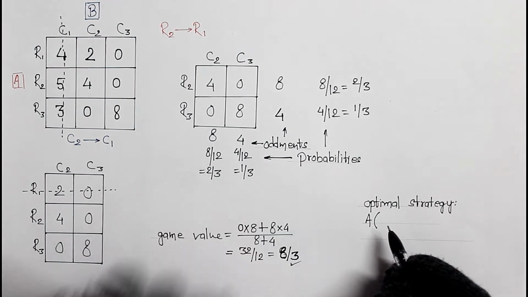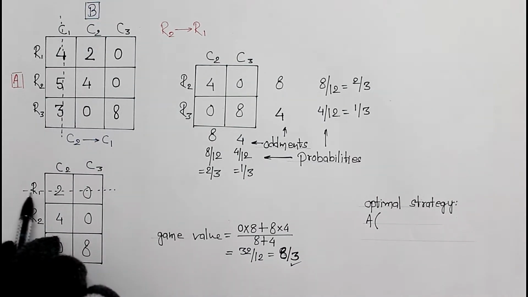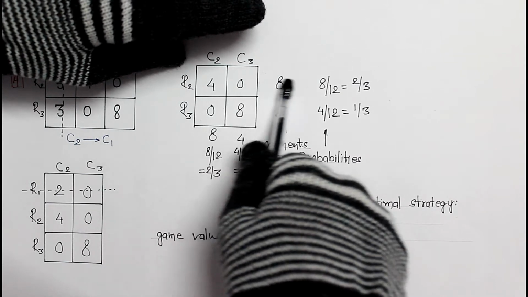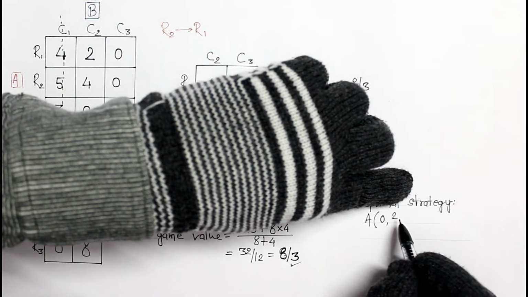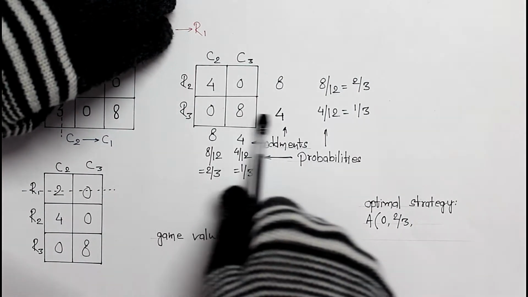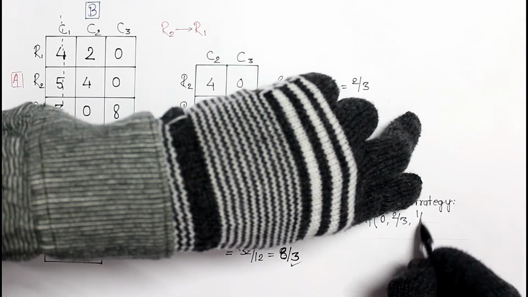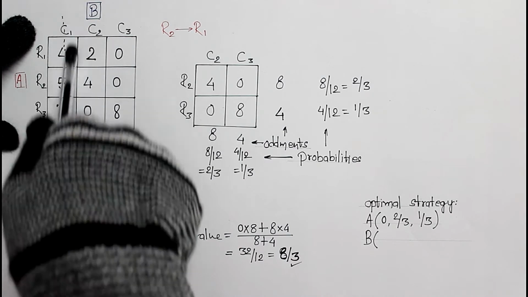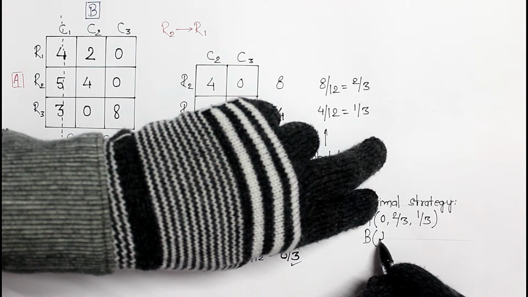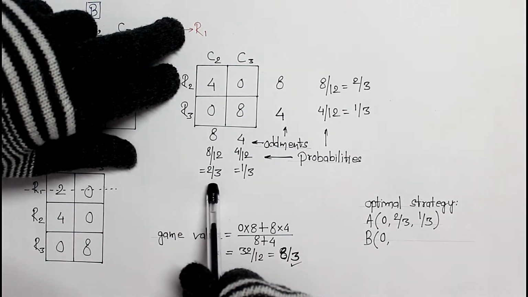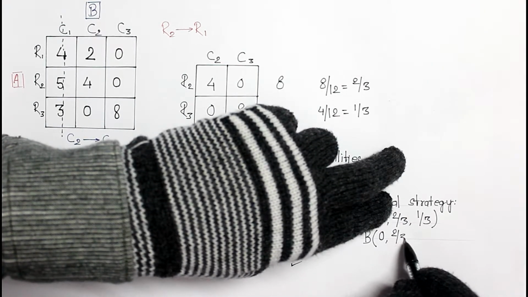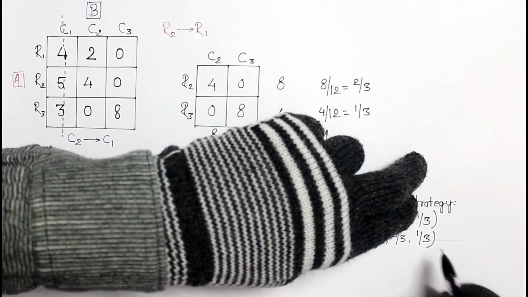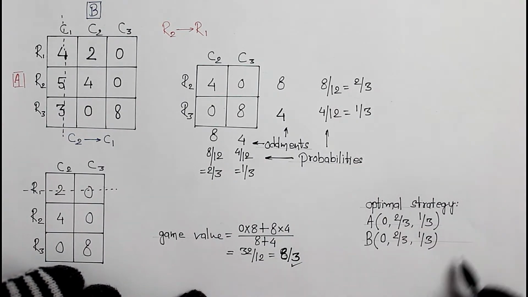First, for player A, first row R1 here you can see is cancelled, so 0 probability. For the second row, probability is 2 by 3. And for the third row R3, 1 by 3. And the same for the second player, player B. First column is cancelled, 0 probability for a cancelled column. C2, 2 by 3. And for C3, it's 1 by 3. Eight by 3 is our game value, and this is the optimal strategy in fractional form.